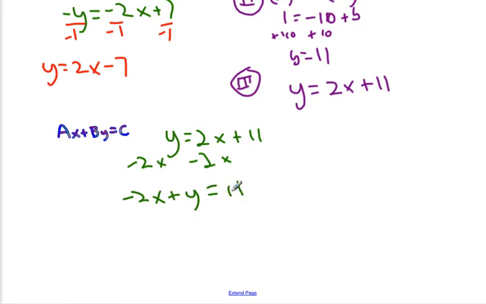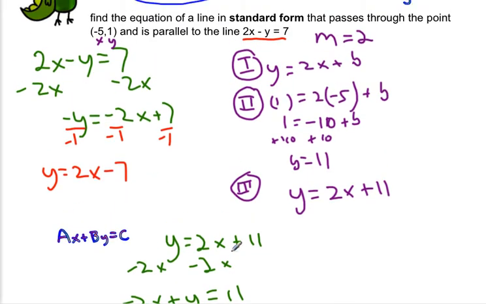Well, this is just about there. The only thing missing is that we need to get x positive. So we will change the sign on everything, which is the same as dividing by -1 or multiplying by -1, however you want to think about it. But let's make sure our math is clear to follow. So we would have 2x minus y equals -11. And that is now a line in standard form that should pass through the point -5, 1.